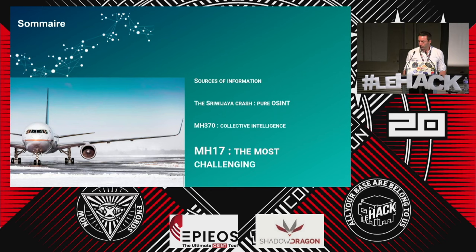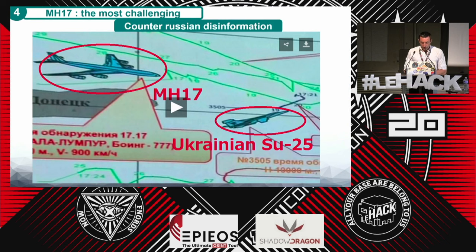And now the most challenging, the MH17. So first, you know, the MH17, it was the beginning of the war in Ukraine when Russia first invaded Ukraine in 2014. And in the Donbass, there was a plane from the Netherlands, from Amsterdam to Kuala Lumpur, that was going by and that was destroyed in this area.